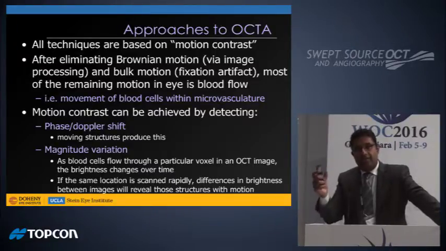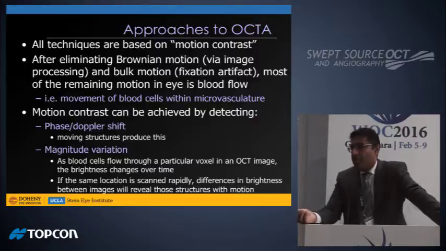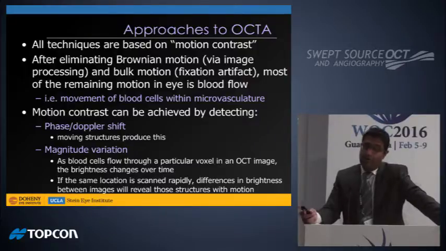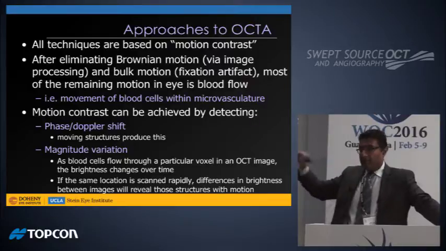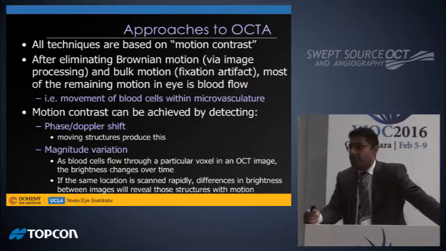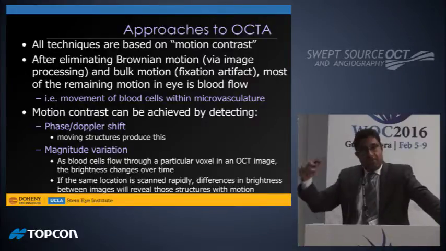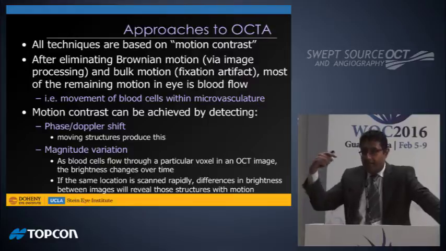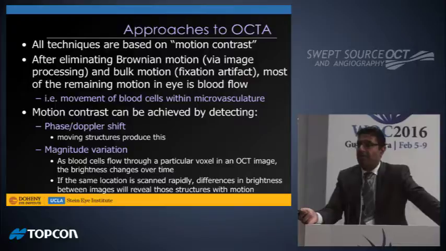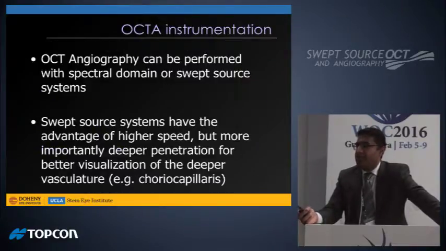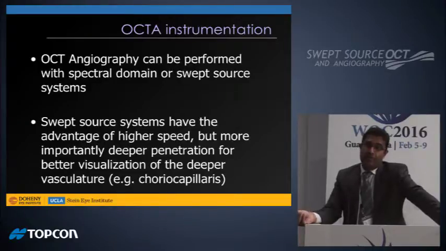And how do you get the contrast to actually detect motion in the eye? One, you can look for the phase shift that's produced by moving structures, or you can look for a magnitude variation. You can think of this as, as blood cells come in and out of a particular voxel in the OCT image, there can be a change in the intensity of the reflection at that location. So if you're scanning the same location very fast over time and you're looking for differences in the brightness between the images, then you might be able to extract something that's moving. And that's one approach to motion contrast. And again, you can do this with spectral domain or swept source systems.